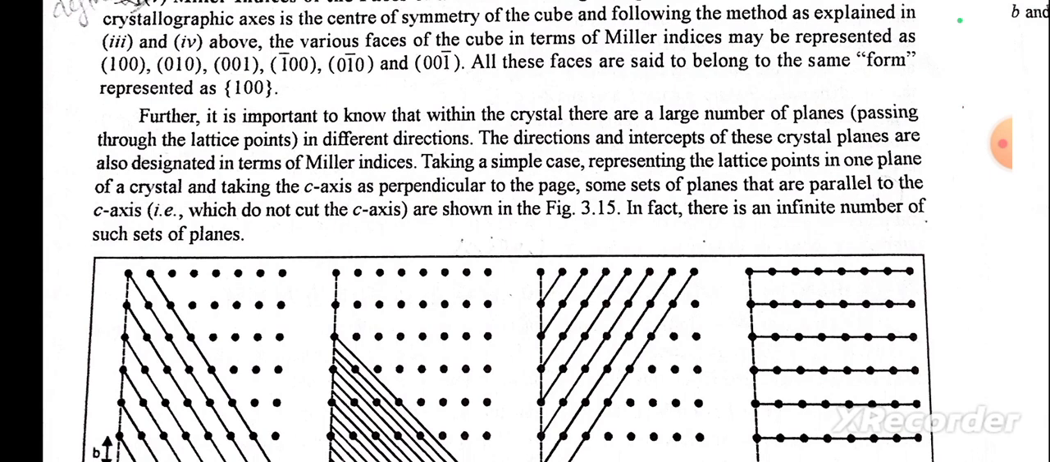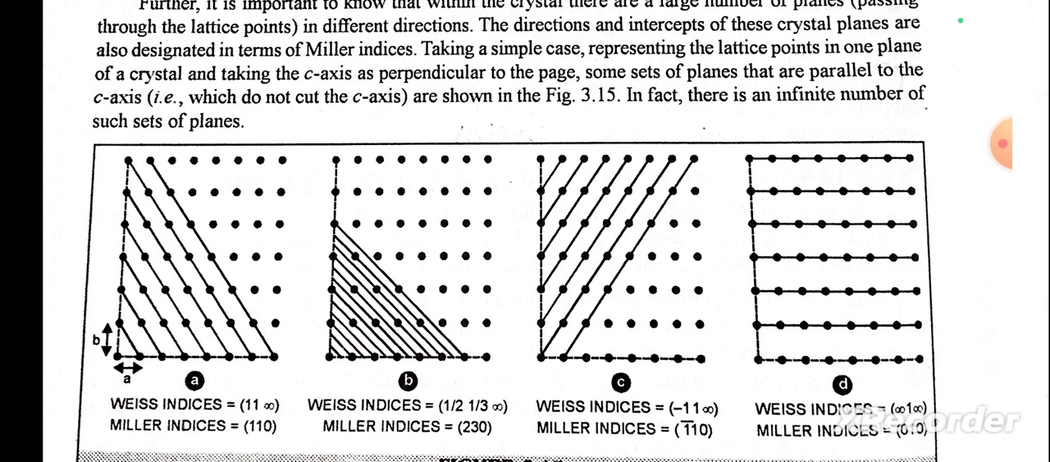Further, it is important to note that in a crystal there are a large number of planes in different directions, and the intercepts of these crystal planes are also designated in terms of Miller indices. Taking a simple case, let a lattice point represent one plane of the crystal, and taking the c axis as perpendicular to the page, some sets of planes are parallel to the c axis as shown in figure 3.15. In fact, there are an infinite number of sets of planes.